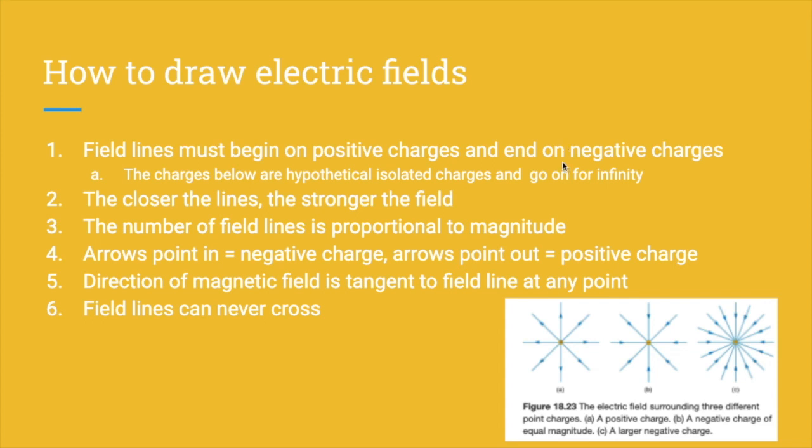So let's take a look at these rules in comparison to the pictures below. Picture A has arrows pointing out from the charge, which means that the charge is positive. B has the arrows pointing in towards the charge, therefore the charge is negative. And then finally on C, you can see that there are a lot more lines coming into the charge, or the center, and that means that the magnitude is greater and the field is stronger. So you can compare that B and C are both negative, but C is going to be a much larger charge.